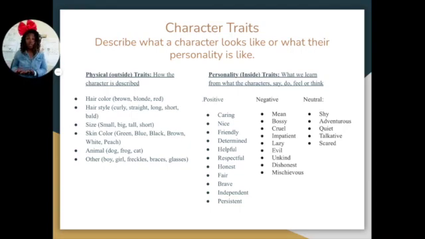So character traits describe what a character looks like or what their personality is like. When we're talking about what they look like, those are their physical or outside traits. And when we're talking about what their personality is like, those are their inside traits. So when we're thinking about outside traits, it's how you would describe the character: their hair color, their hairstyle, their size, their skin color, if they're an animal, if they're a boy or a girl, if they have freckles, braces, glasses.